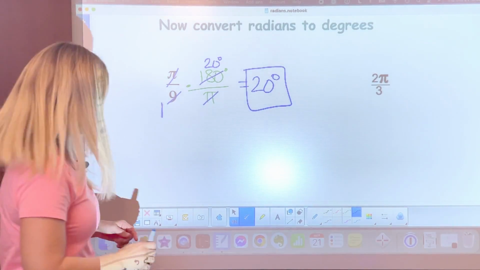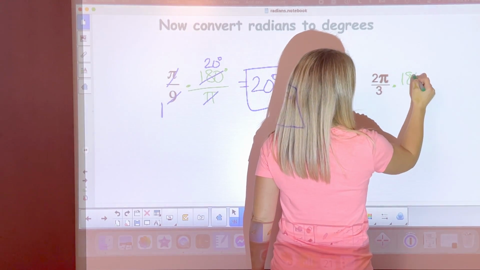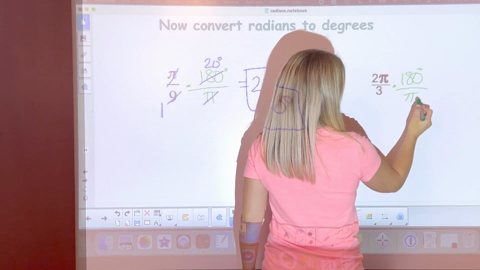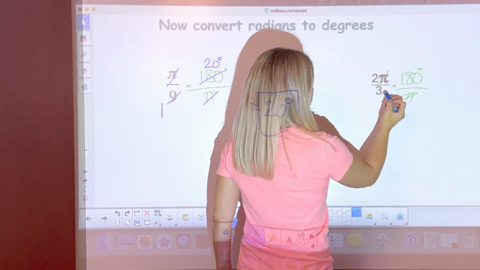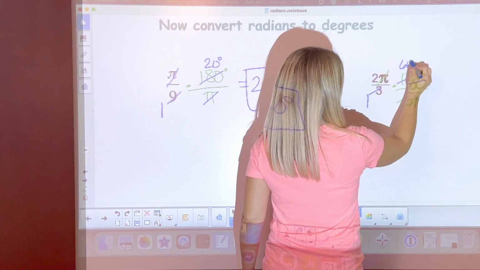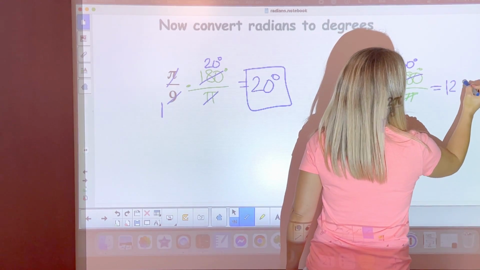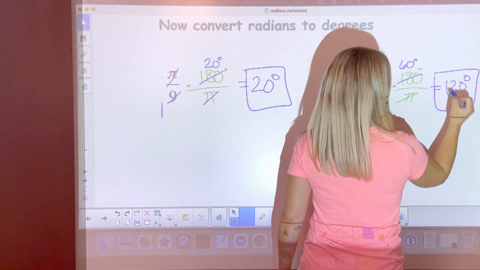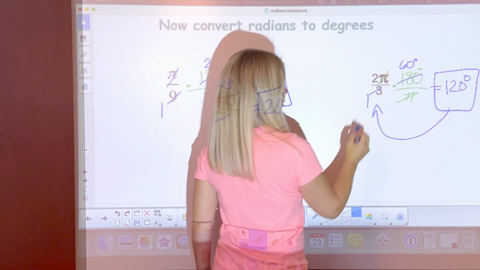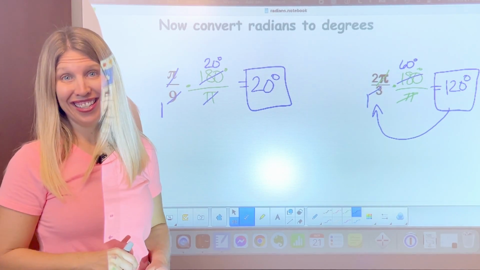Let's try the one on the right. Again, to get down to degrees, we're going to multiply by 180 degrees over pi. Our pi's will cancel, and 3 goes into 3 once. 3 goes into 180 60 times. So 2 times 60 is 120 degrees. So 120 degrees is the same as 2 pi over 3 in radians.